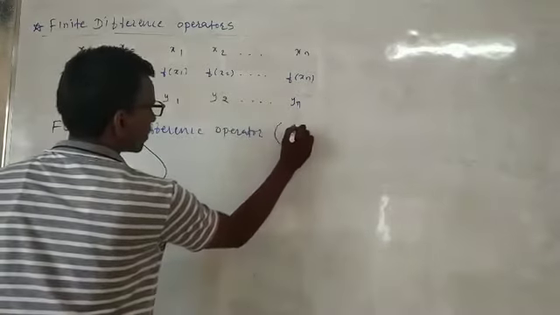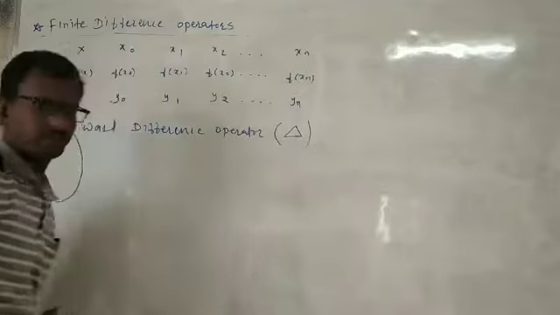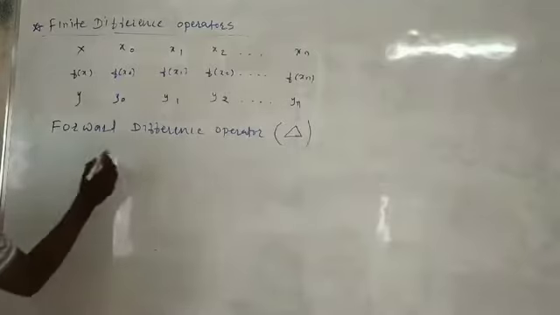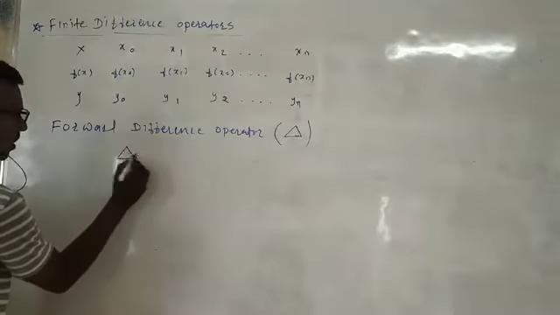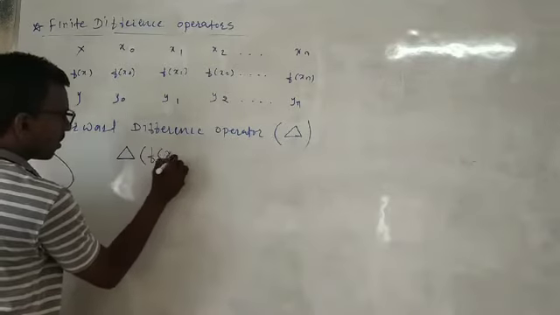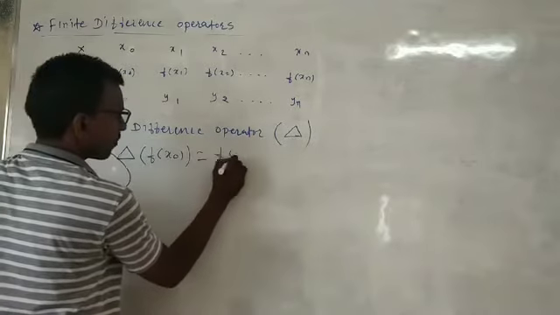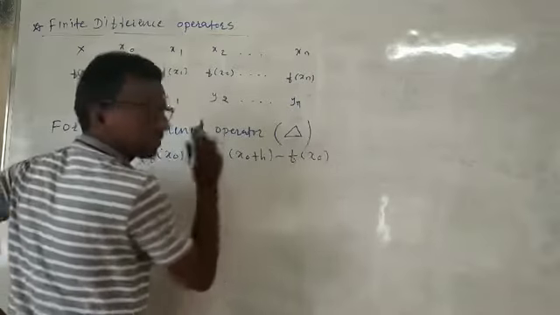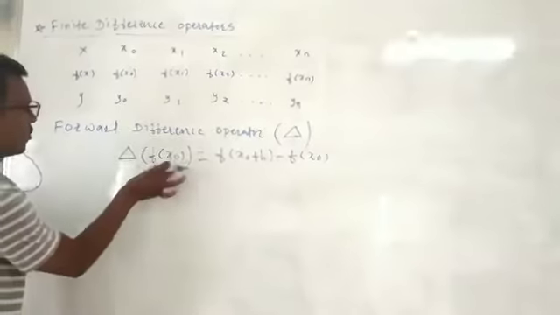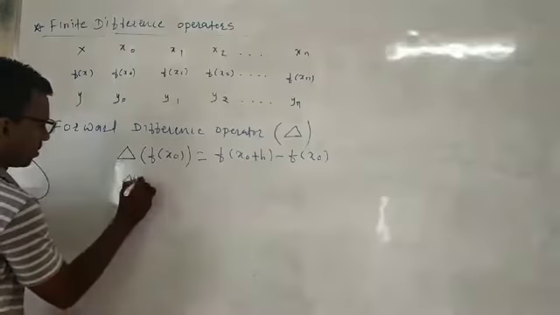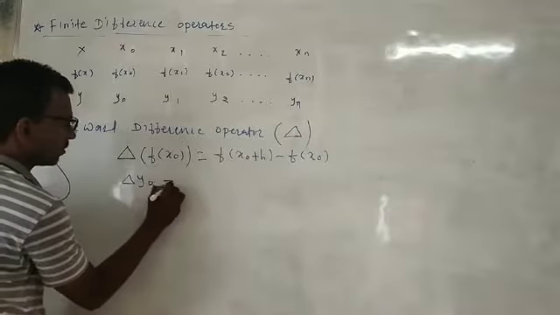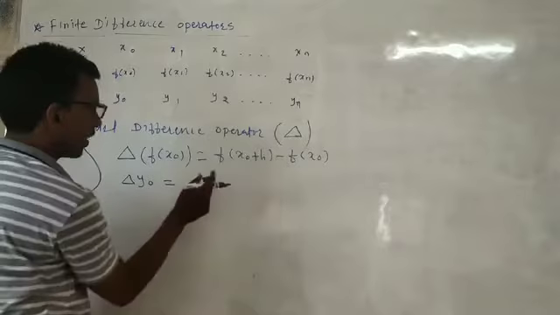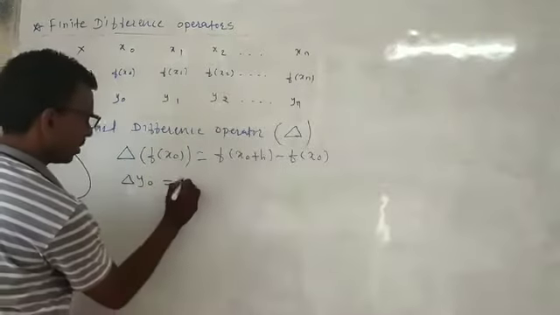It is denoted like this. Okay. Now, it is defined as Δf(x0) = f(x0 + h) − f(x0). Here f(x0) is y0, and f(x0 + h) is f(x1), and f(x1) is y1.